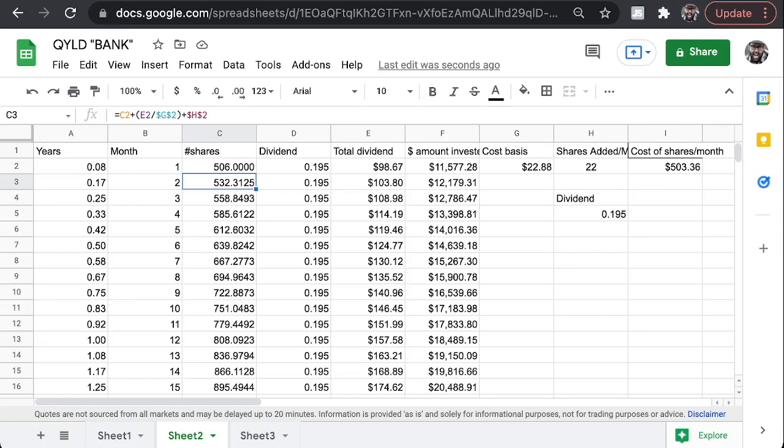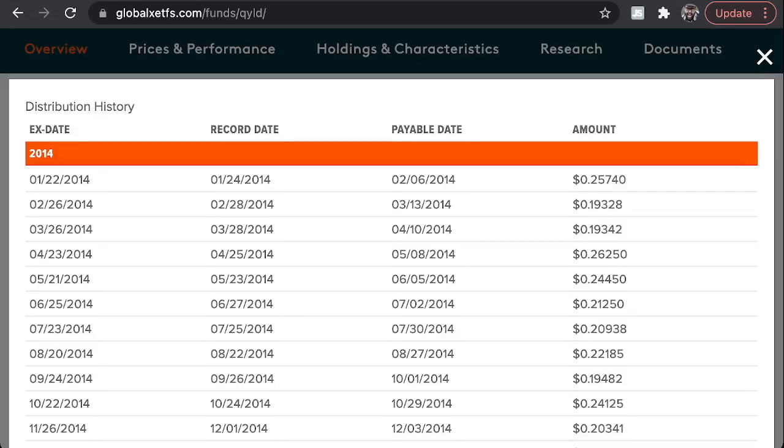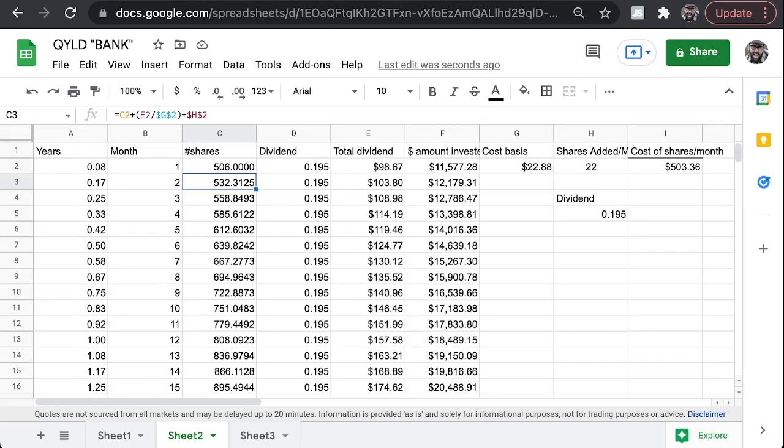That's how many shares I can buy every month, so that's what we're going to calculate this off of. Also, I got the average dividend from the Global X website. I took an average of all of the dividends they've paid out since 2014, so the last 7 years, and the average is 19.5 cents.